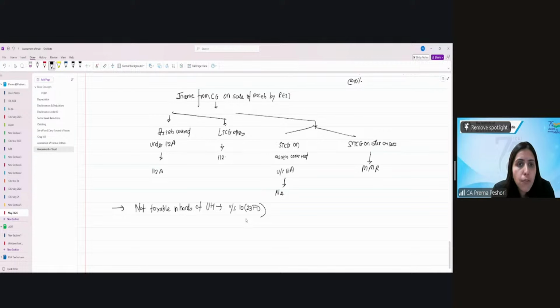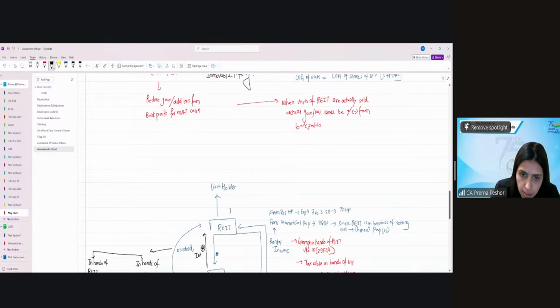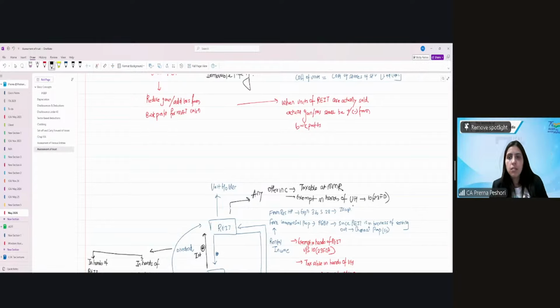And any other income apart from this arising to the REIT, other than interest, dividend, rental, capital gain, this will be taxable in the hands of the REIT at MMR. So any other income taxable at MMR and exempt in the hands of the unit holder. Are we clear? Yes or no? Yes, ma'am.